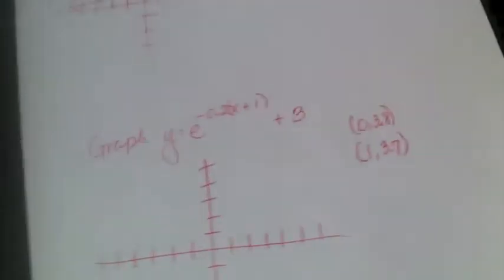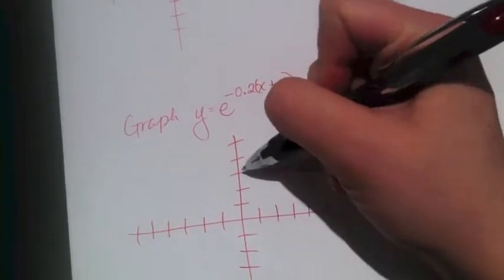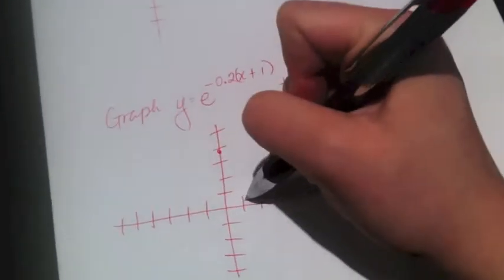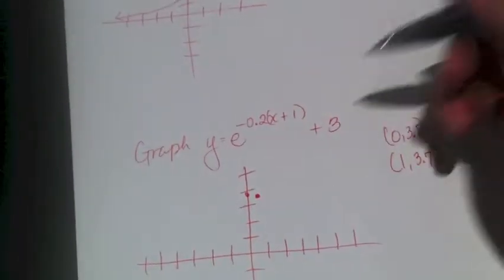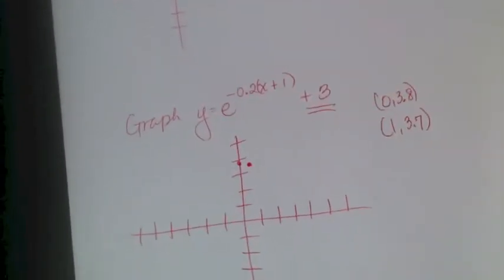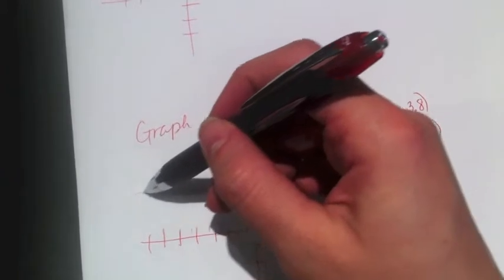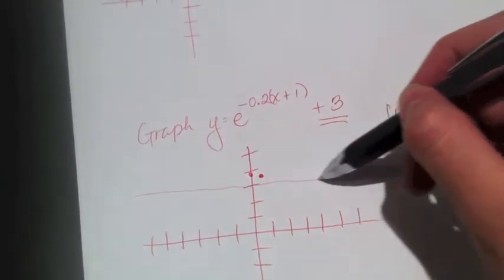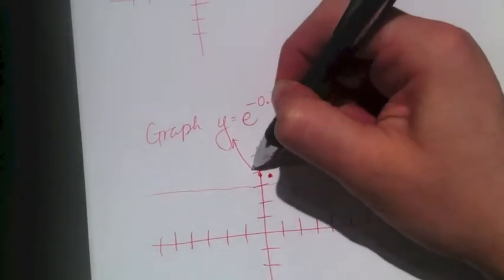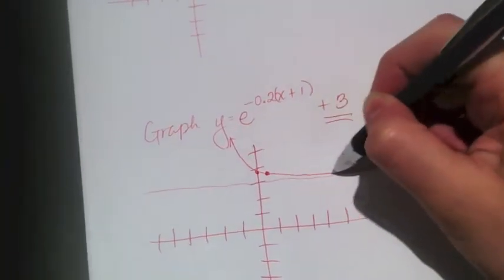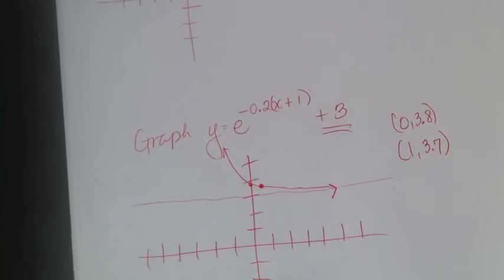So these are really close together. 3.8 is around there. 3.7 is right below it. Notice this tells me I have an asymptote right around 3. And then this is going to come down and kind of skate along that line.